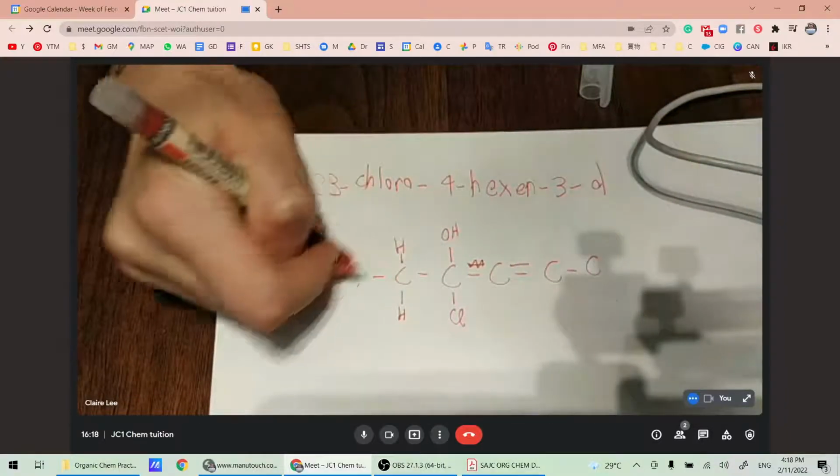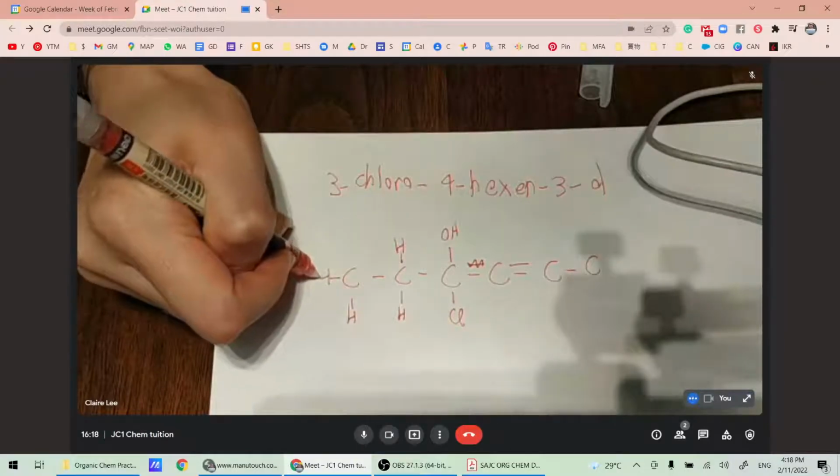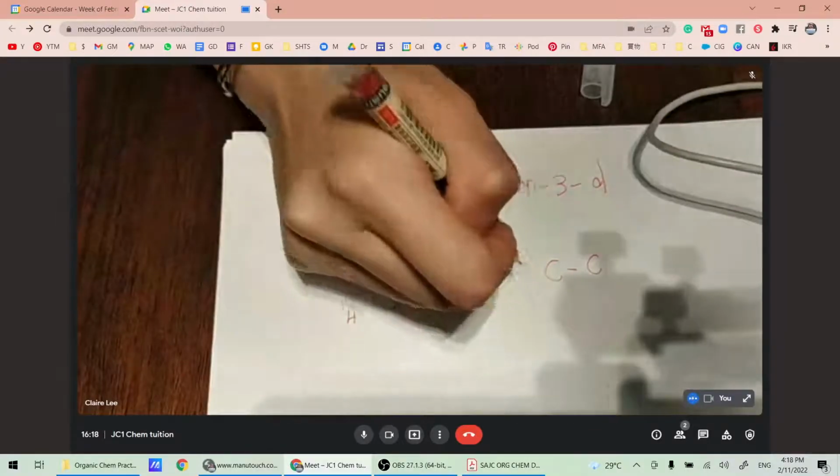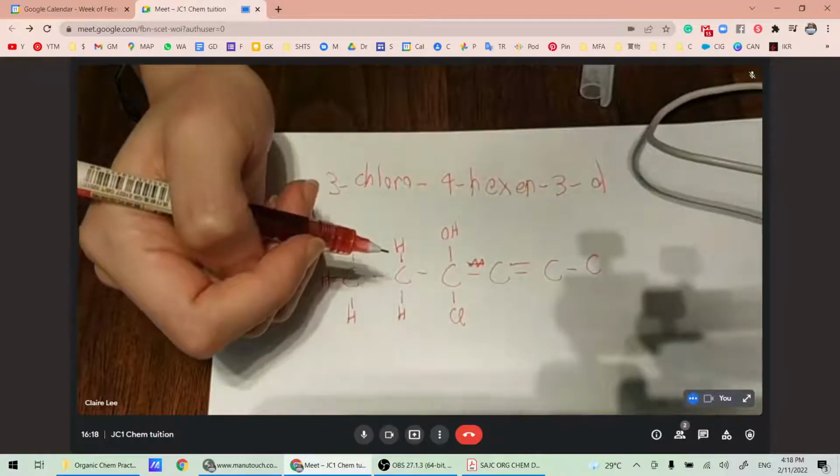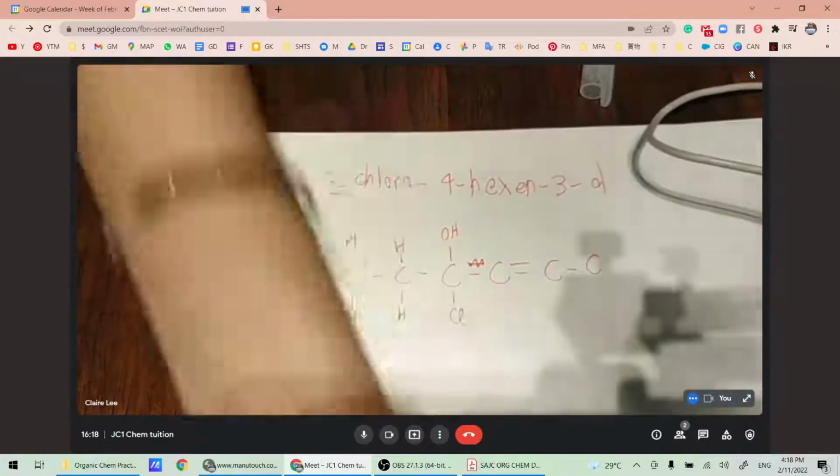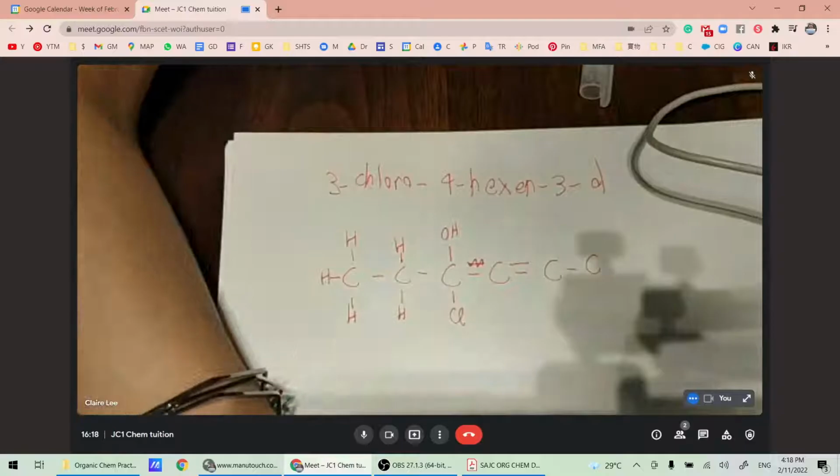I think someone else probably asked me how to decipher the shape, so that's probably why I'm showing you how to draw the structural formula. We already drew the 4-hexen-3-ol, then we just need to fill in the 3-chloro and then just draw the rest. All right?